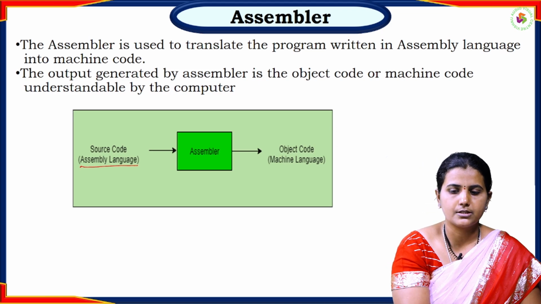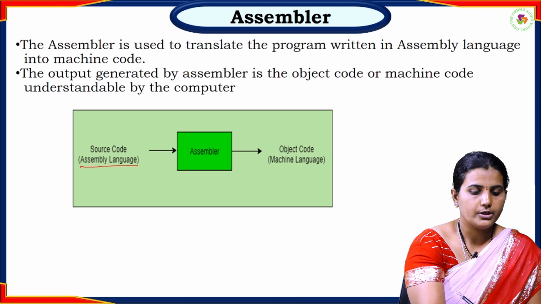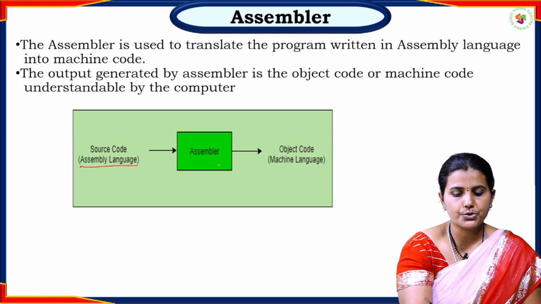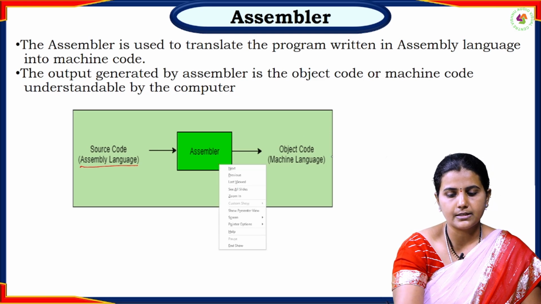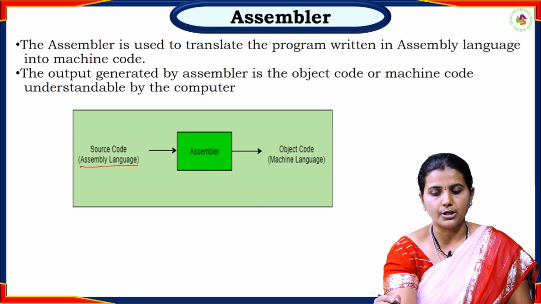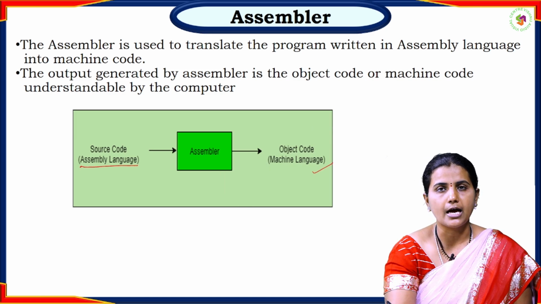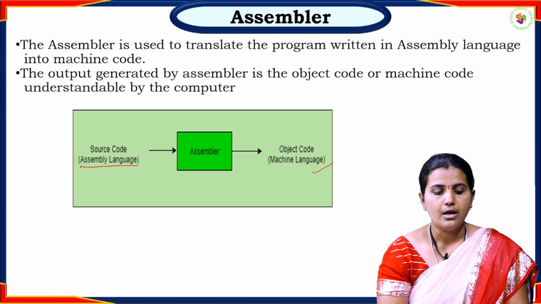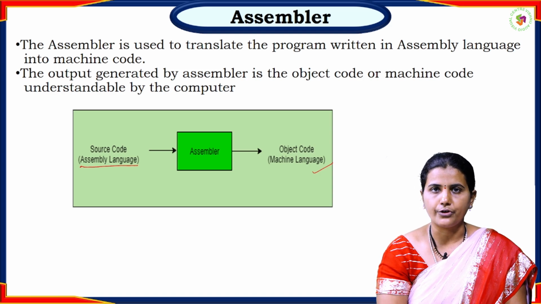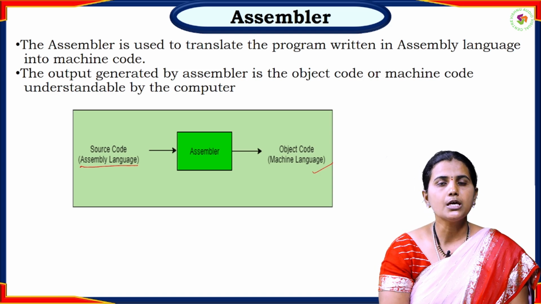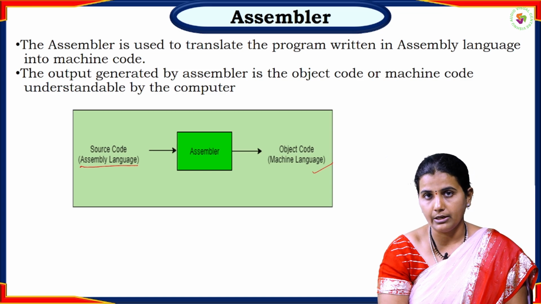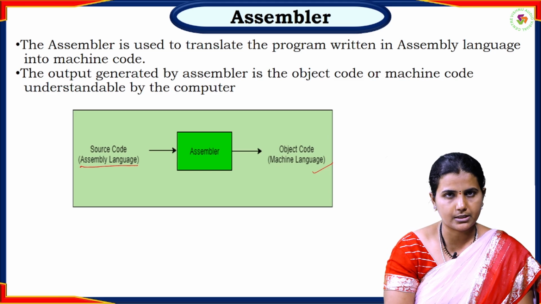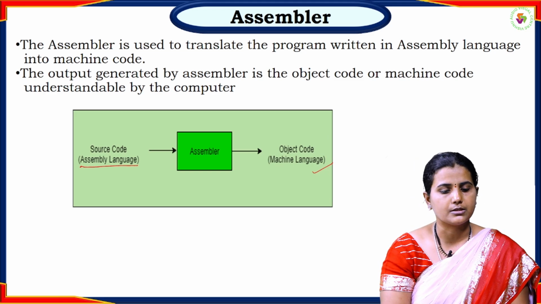Next, we are going to discuss the assembler. The source code is an assembly level language code. This assembly language code goes to the assembler. The assembler translates that assembly level language code into the object code or machine understandable language code. That goes to zeros and ones only. While writing the assembly language code, we use the assemblers. That assembly level language code can be converted into the machine understandable language code using the assemblers.